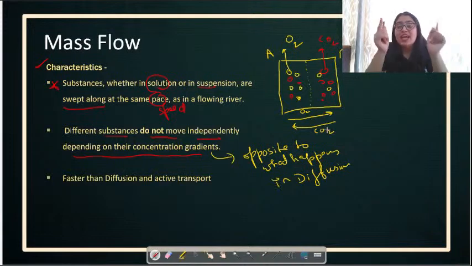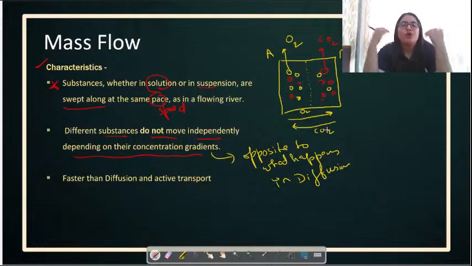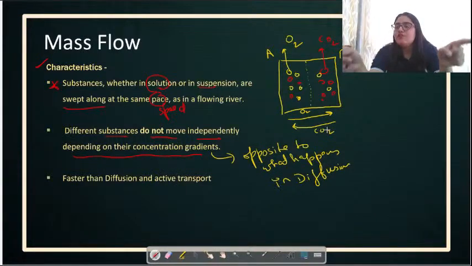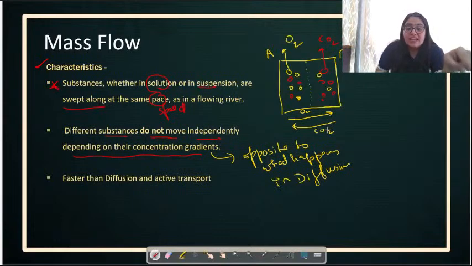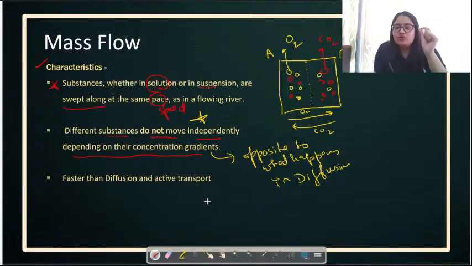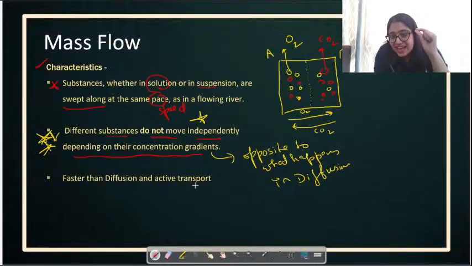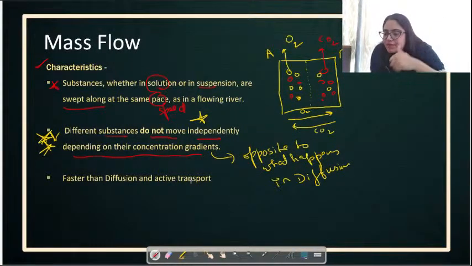this is exactly opposite when it comes to mass flow. In mass flow, all substances that are flowing or using the mass flow or bulk flow system to move, all will move with the same speed, and they will not move independently according to their concentration gradient. So I hope students, after understanding this whole concept, this whole example, you must be clear how this line applies to mass flow and how it contradicts diffusion. So give me a thumbs up.